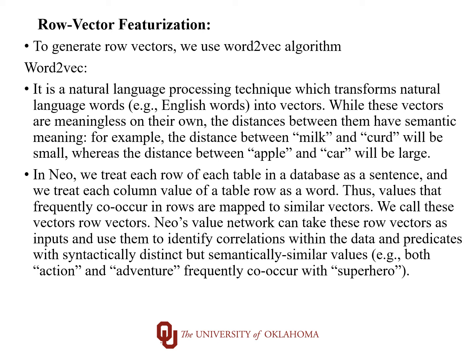Thus, values that frequently co-occur in rows are mapped to similar vectors. We call these vectors row vectors. Neo's value network can take these row vectors as inputs and use them to identify correlations within the data and predicates with syntactically distinct but semantically similar values. For example, both action and adventure frequently co-occur with superhero.